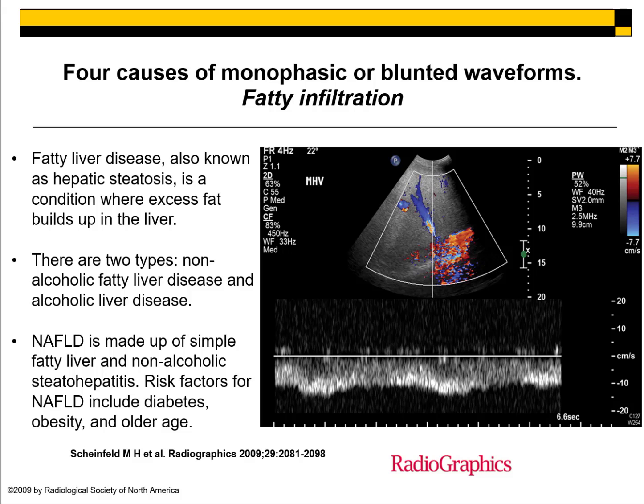It's really hard to see through that. It's very echogenic. And there's two main types of that: non-alcoholic fatty liver disease and alcoholic liver disease. So NAFLD, which just stands for non-alcoholic fatty liver disease, is made up simply of a very fatty liver, and it's not related to alcohol.